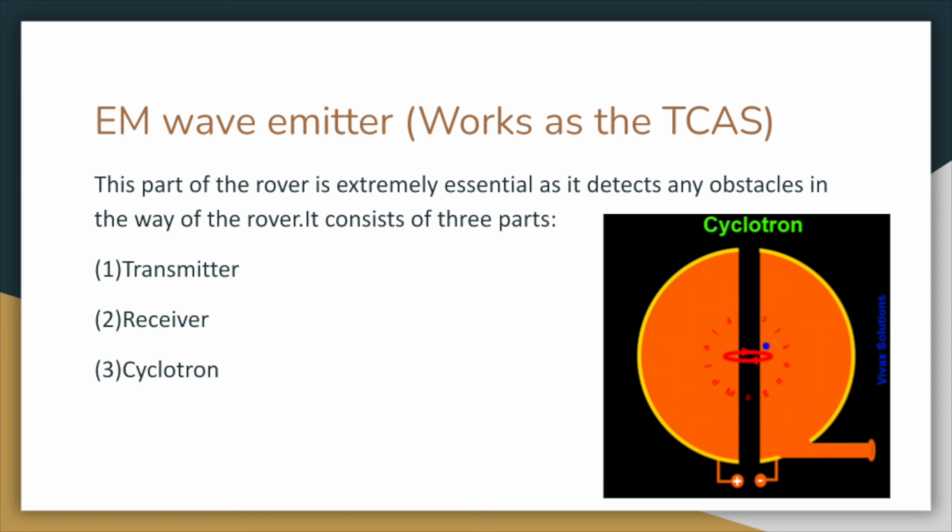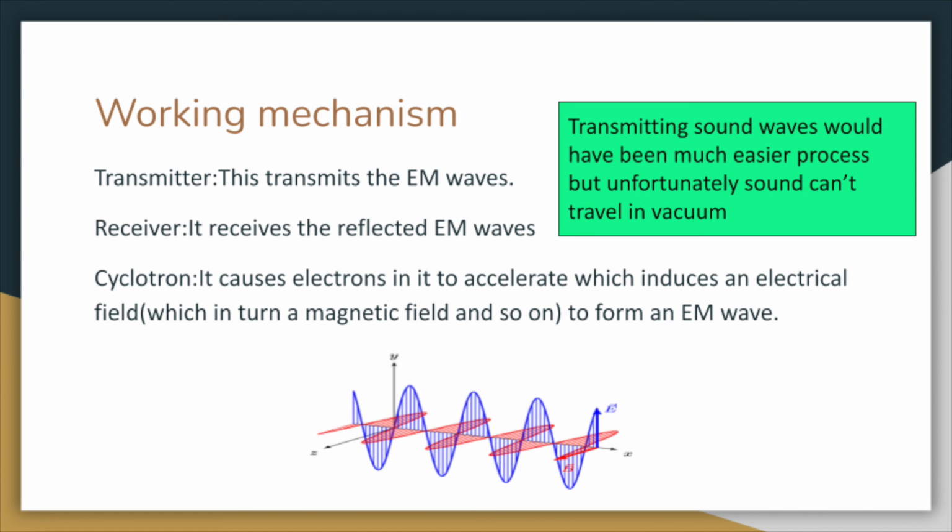We have decided to incorporate the EM wave emitter as the TCAS, or the Total Collision Avoidance System, in both the rover and the satellite. In simple words, it will act as a sensor to detect any obstacle in order to prevent wreckage of the machinery. This works on the same principle, and the same formula may be used to compute the distance between the obstacle and the satellite or rover.